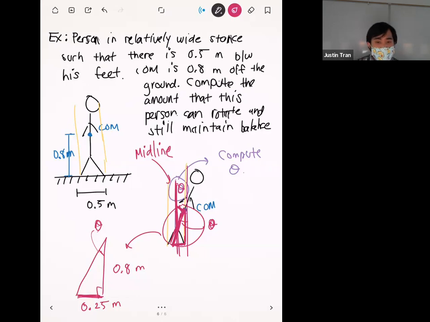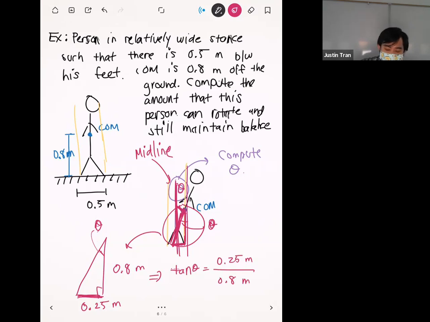Based on this geometry, we can use this to solve for theta, because what we have here is a right triangle. We have a given angle theta, the length of the side opposite that angle, and the length of the adjacent side. By SOHCAHTOA, tangent of theta is the length of the opposite side, which is 0.25 meters, divided by the length of the adjacent side, which is 0.8 meters.